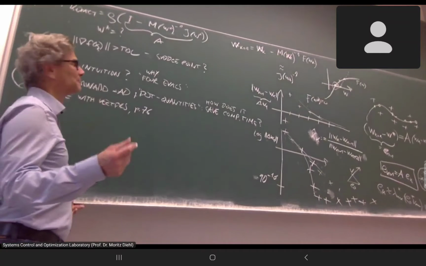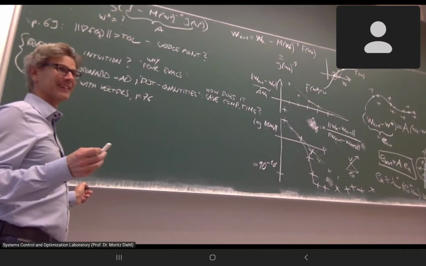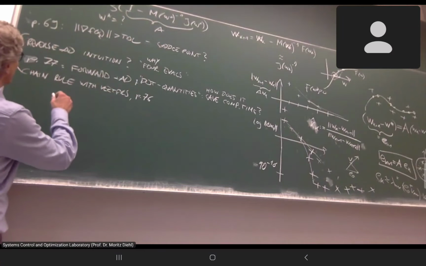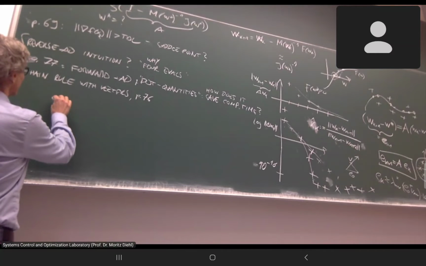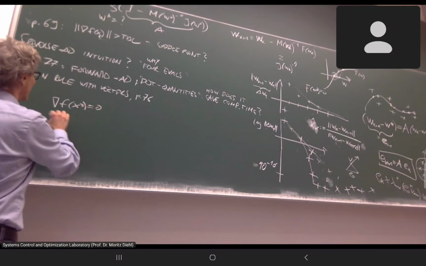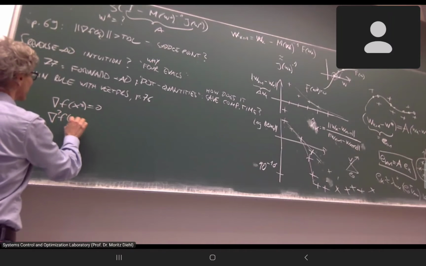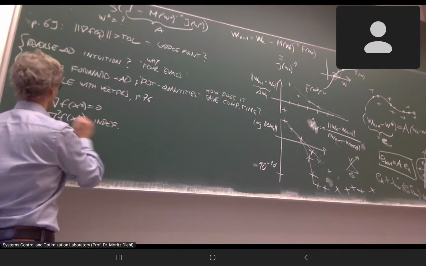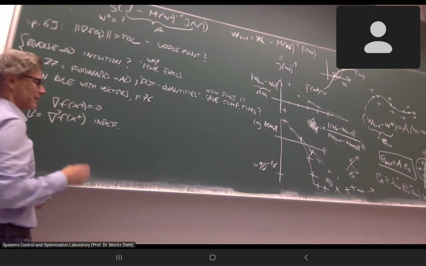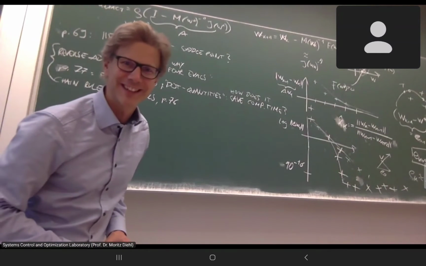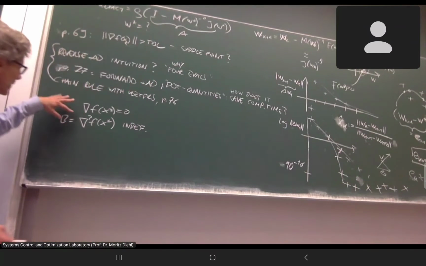Let me try to explain what happens if, let's say, you have a point x star where the gradient of f is 0, but the second derivative is indefinite. Hannes, can you see this and can you hear my voice? Perfect, yeah.